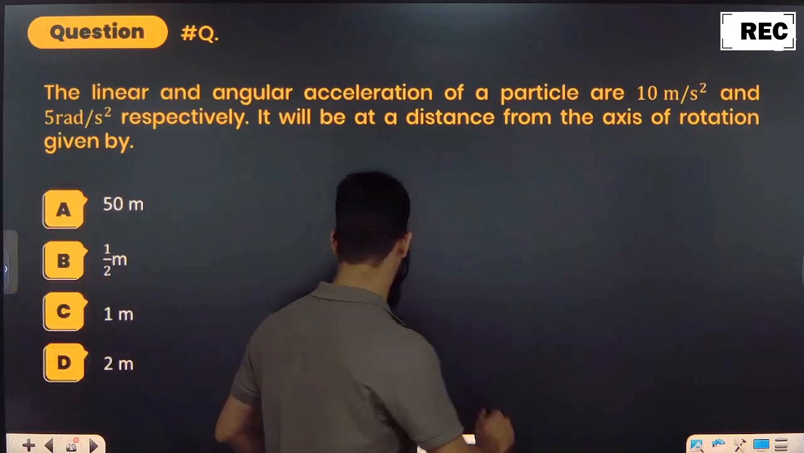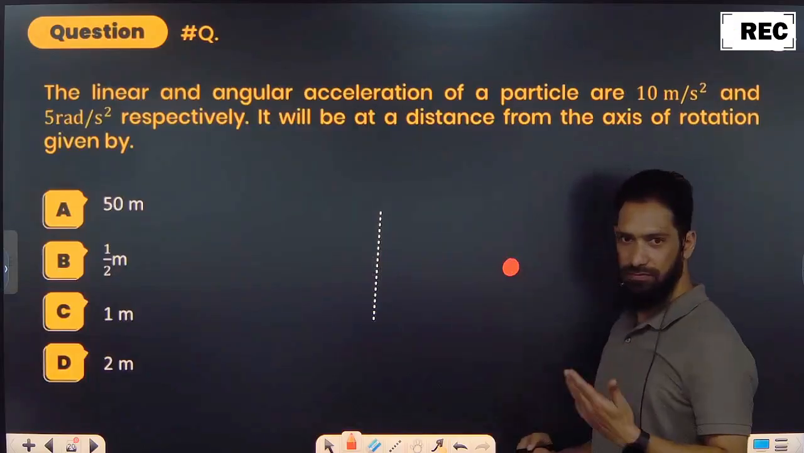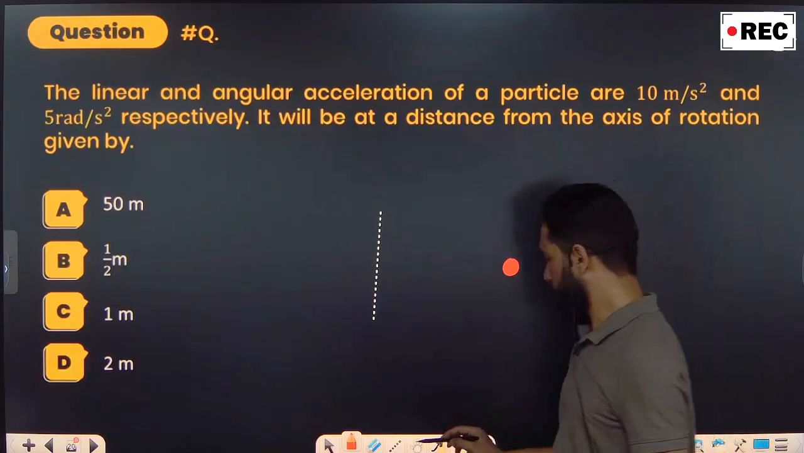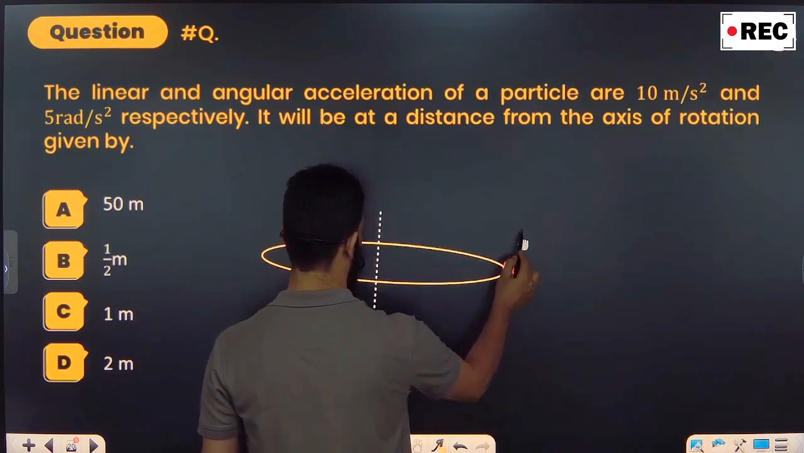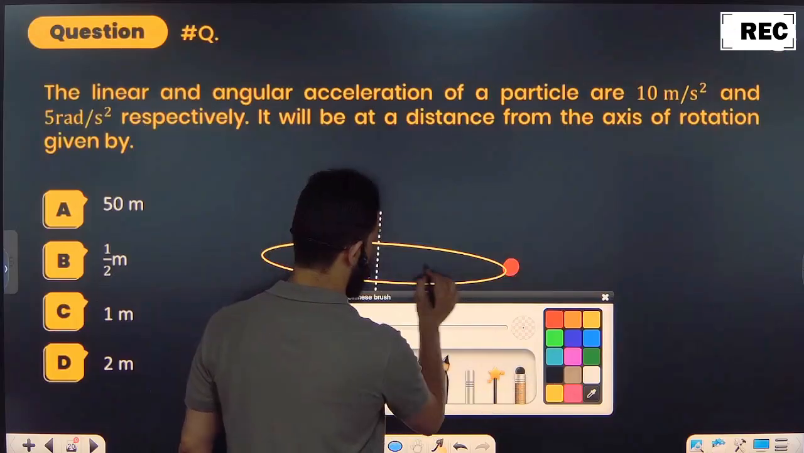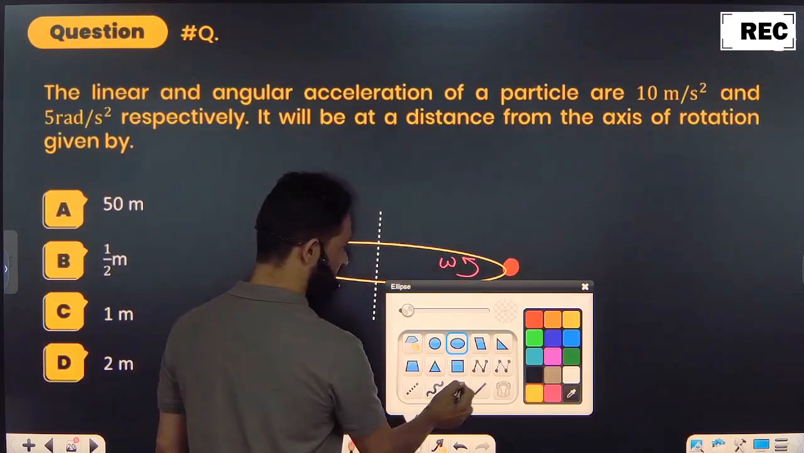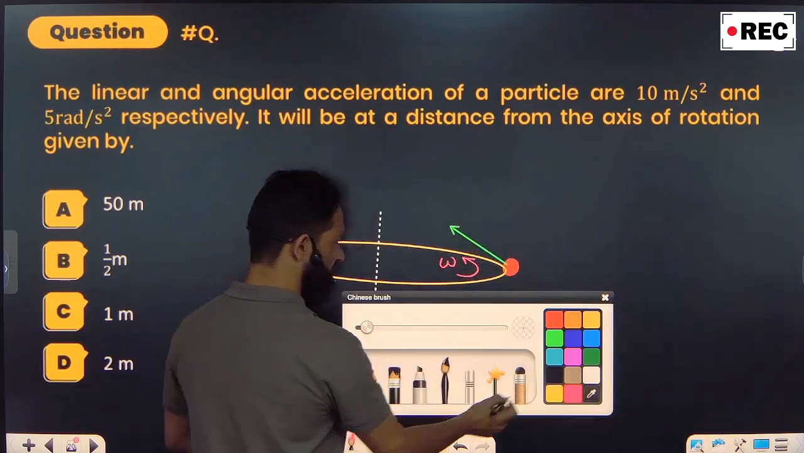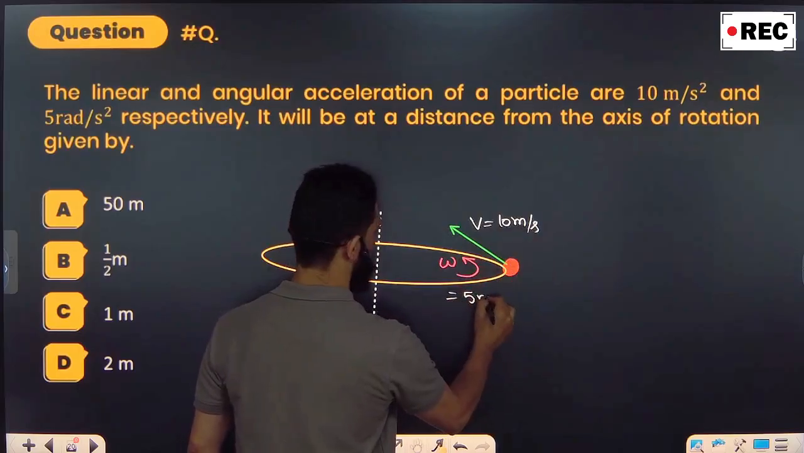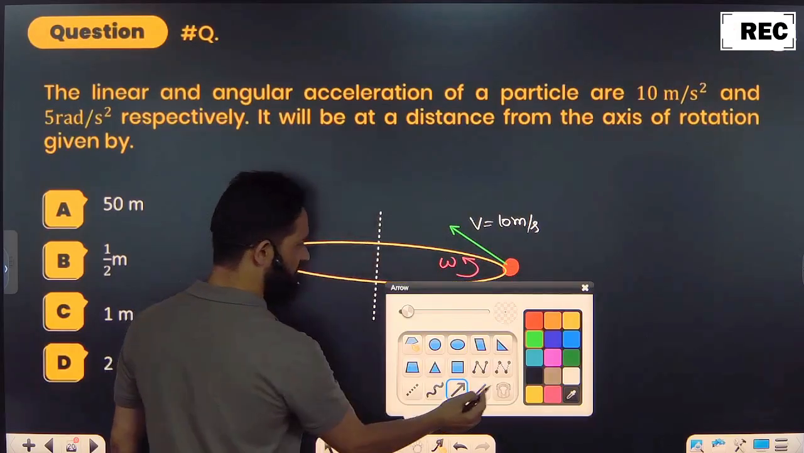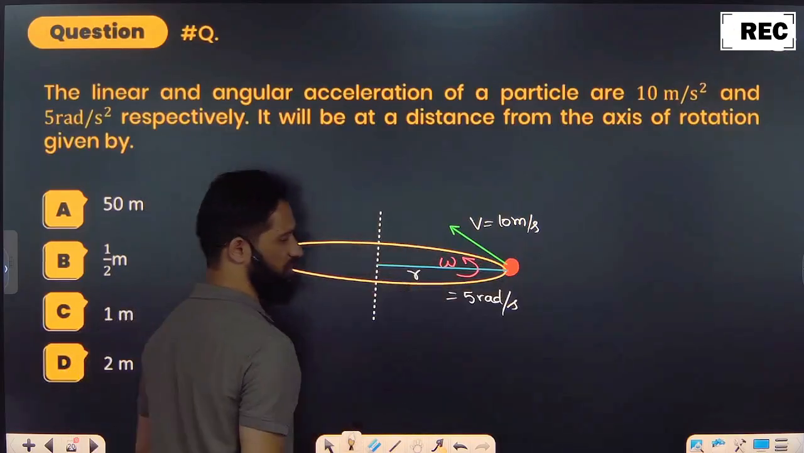बताओ radius कितना है? Axis of rotation से कितना दूर होगा? There is a particle, maybe that was moving with some alpha or with some omega. So it is moving, say for example, in a circle like this. So at this moment, when it is rotating with some omega, it will be having some velocity. It is given that the velocity is 10 meters per second and omega is 5 radians per second. So how far it is from the axis of rotation? कितना दूर है? Let it be r. You have to find out r.